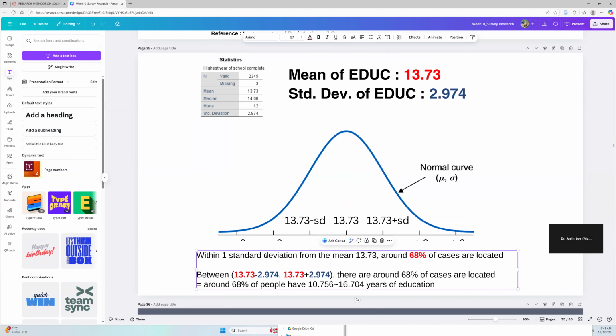So here is 13.73 minus 2.974, which is the lower bottom, and 13.73 plus 2.974, which is here. So that is the calculated 10.7 something through 16.7 something. In this theory, in this assumption of the normal distribution, we are saying that between 10.75 through 16.7, there are 68% of the people in the data. They are located within that range.